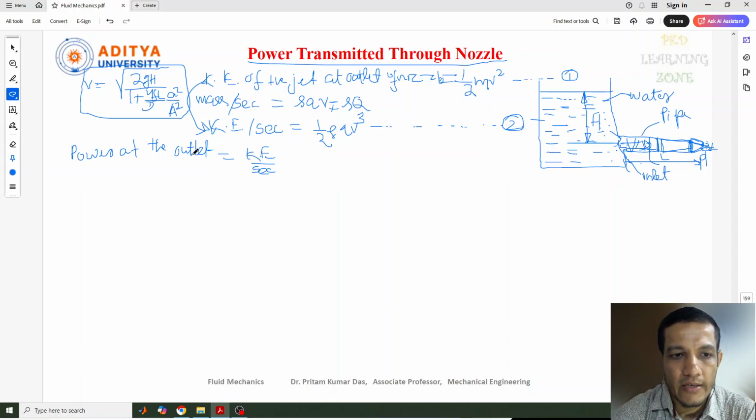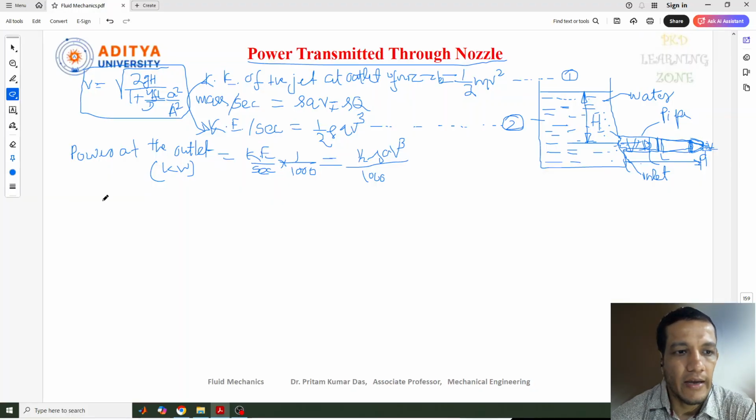If you want to write it in terms of power, like kinetic energy in kilowatt, we just need to multiply by 1 by 1000. So what is the value of this? We can write this as 1 by 2 rho A V cube divided by 1000.